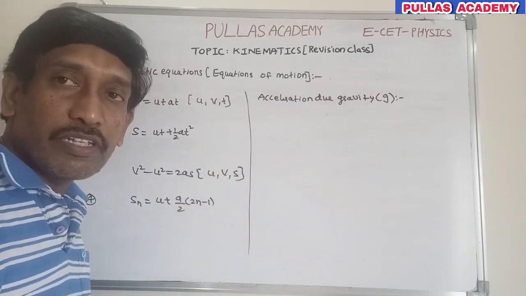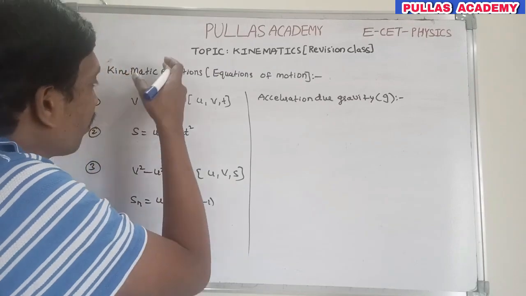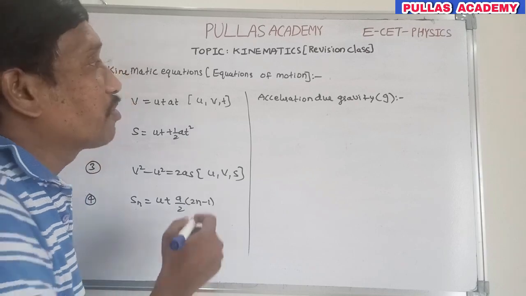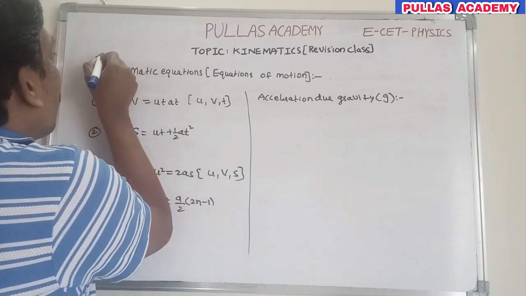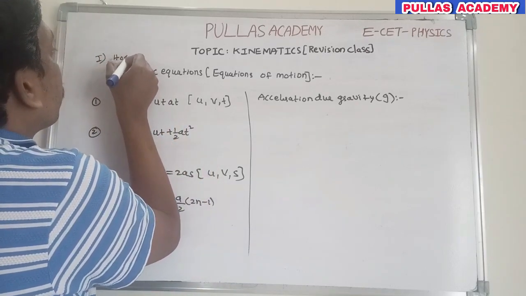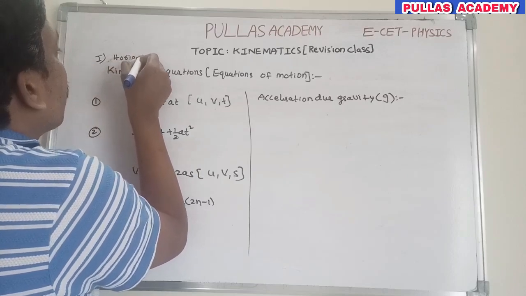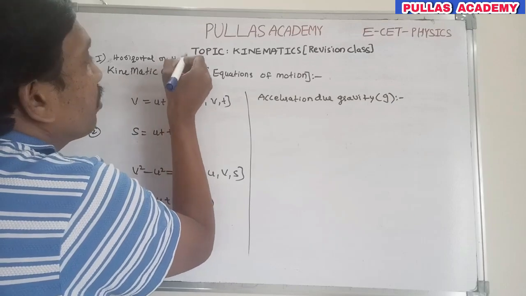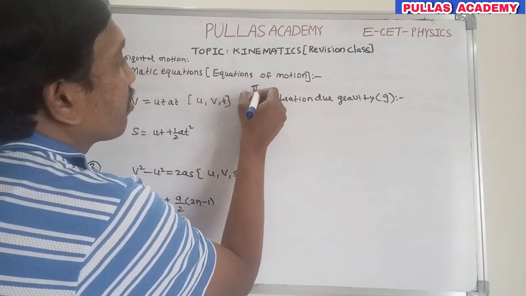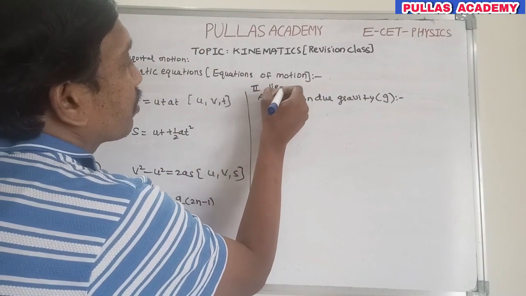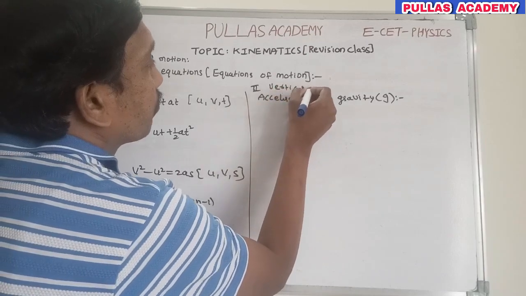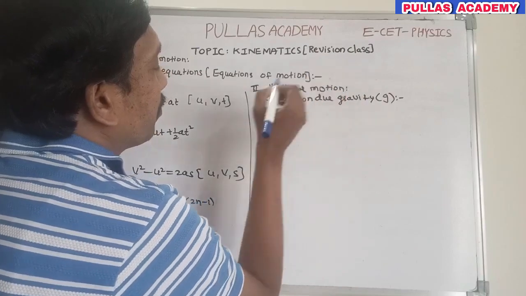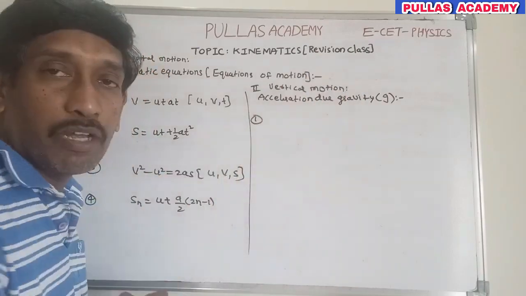Okay, now we will discuss vertical motion. In horizontal motion, use these kinematic equations. Vertical motion, in contrast, is based on the acceleration due to gravity.